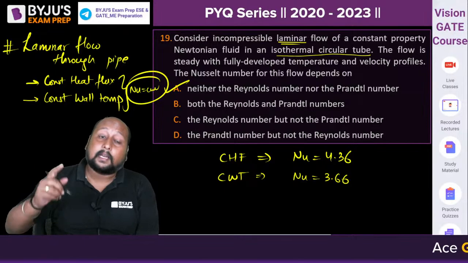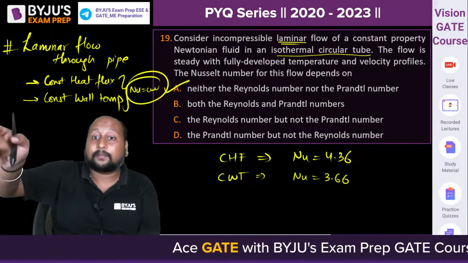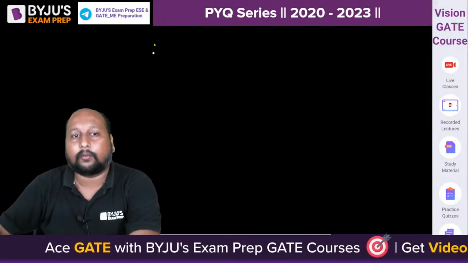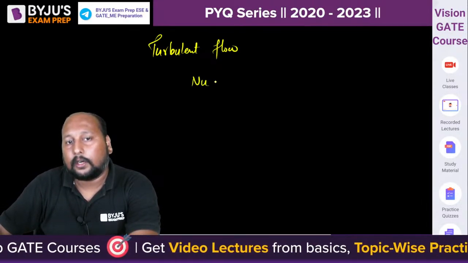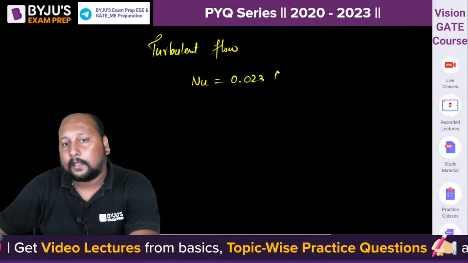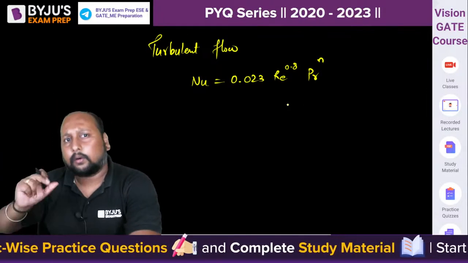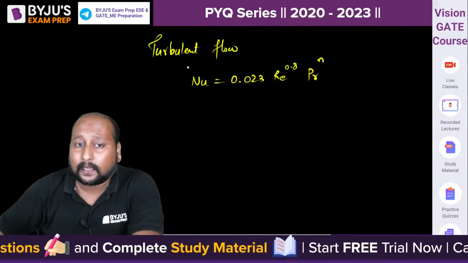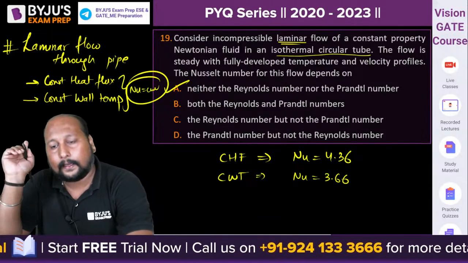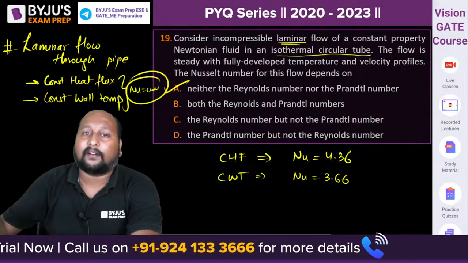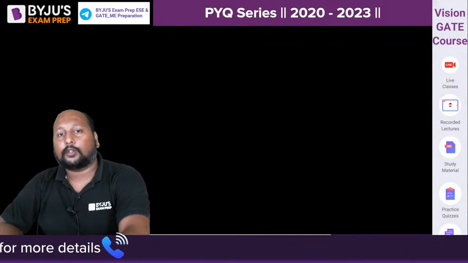Yes, Reynolds number, if it is a turbulent flow, then it will be depending on your Reynolds number as well as Prandtl number. Because if this would have been a turbulent flow, then we know that Nusselt number is equal to, just now we have solved a question, 0.023 Reynolds to the power 0.8 Prandtl to the power n, where n is equal to 0.4 or 0.3 depending on heating of the fluid or cooling of the fluid. Now here Nusselt number is depending on both the parameters, Reynolds and Prandtl. So for turbulent flow, option B is the correct. Clear? For turbulent flow option B, but we are talking about laminar flow, isothermal, constant wall temperature. Clear? Let's go, question number 20 on the screen.